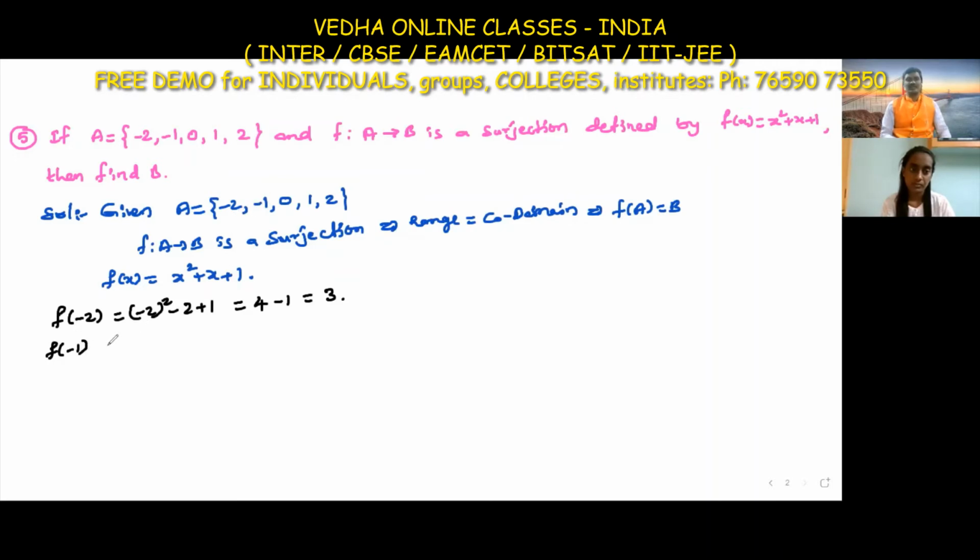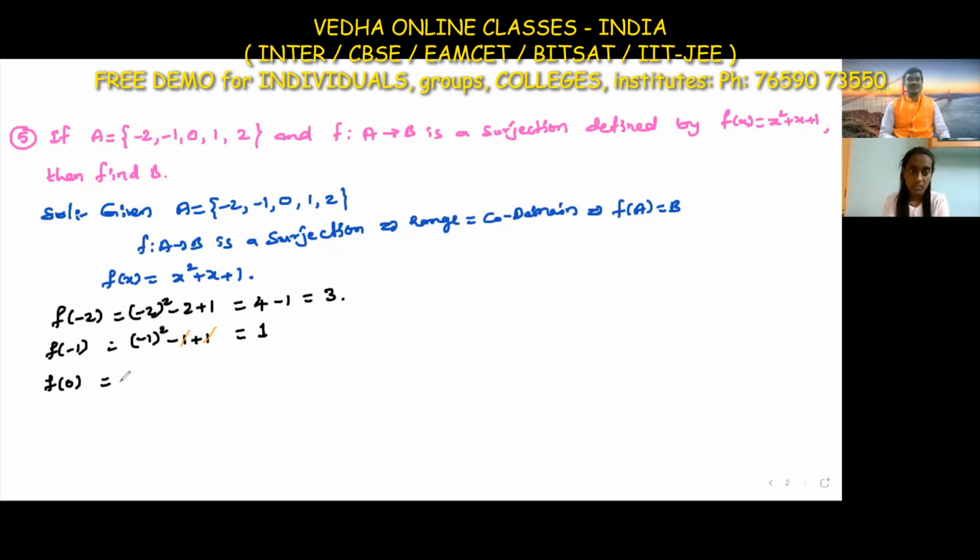Now similarly substitute -1. If you substitute -1 in the function, (-1) whole squared, next -1, plus 1. Here we can cancel the -1 and plus 1. What is remaining now? (-1) whole squared. Is it -1 or plus 1? (-1) squared is minus into minus, plus, equals 1.